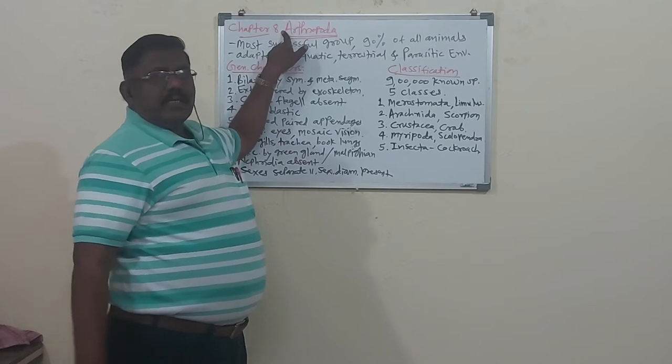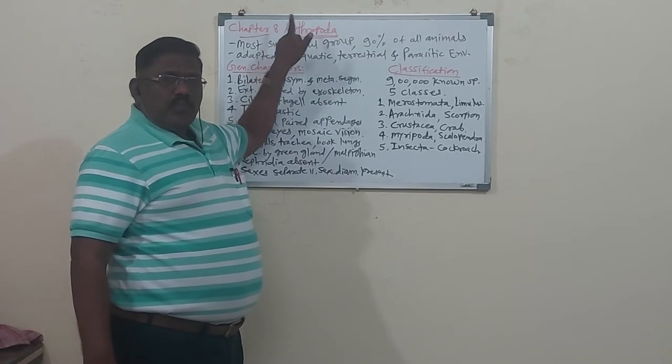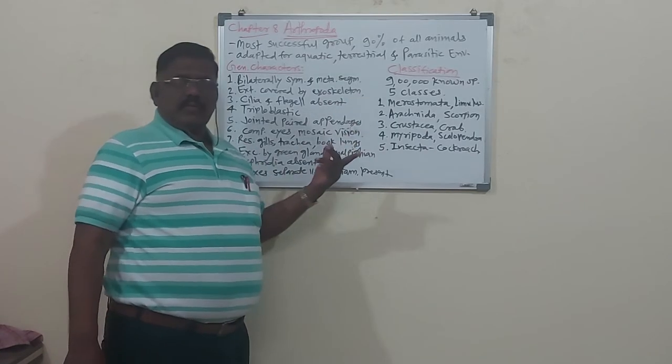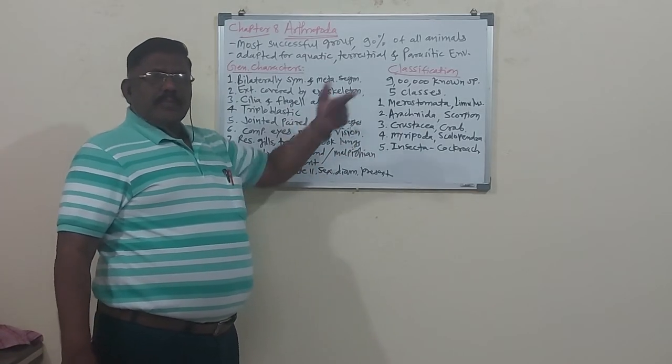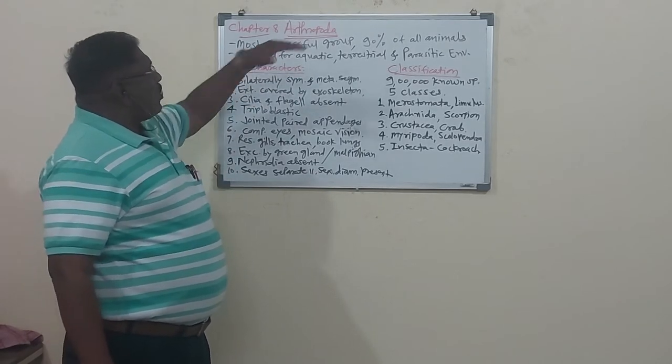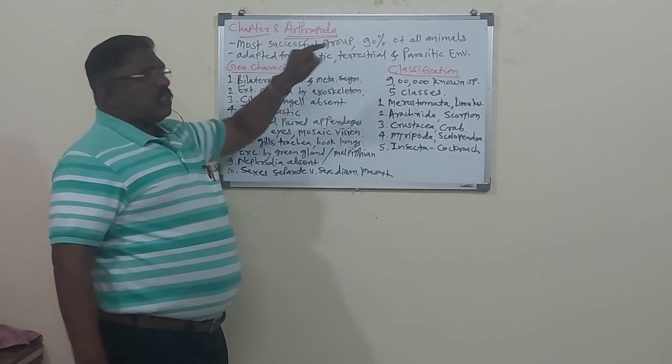So here, the chapter number 8 from unit number 3 is Arthropoda. It is very important from different angles. Here, the Arthropoda animals or phylum Arthropoda are the most successful group.